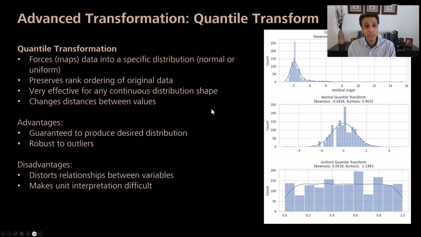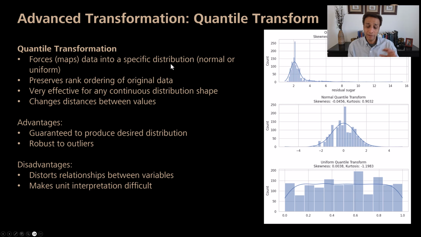And another one is the quantile transform, and you've got to be careful with this one for a couple of reasons. First of all, what is a quantile transform? That means, in a way, it forces data into a specific distribution.